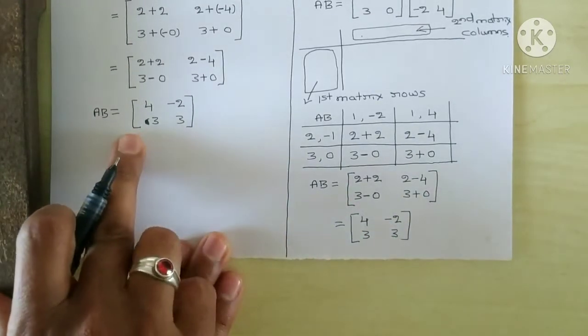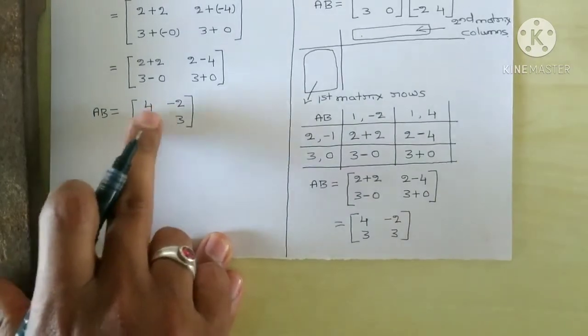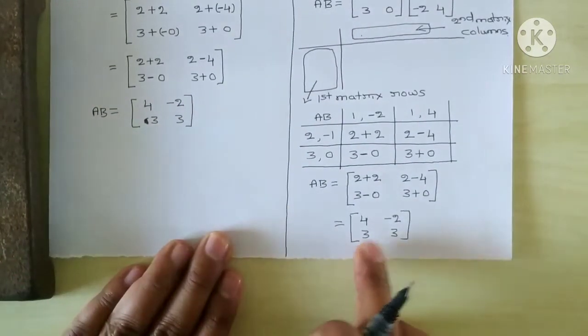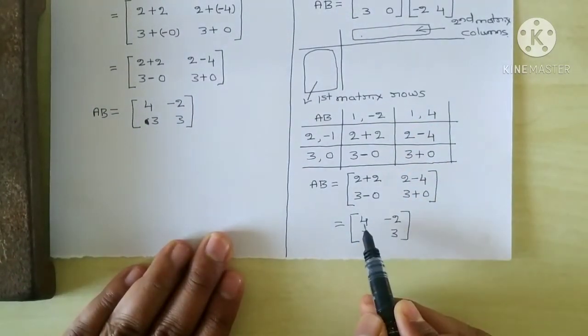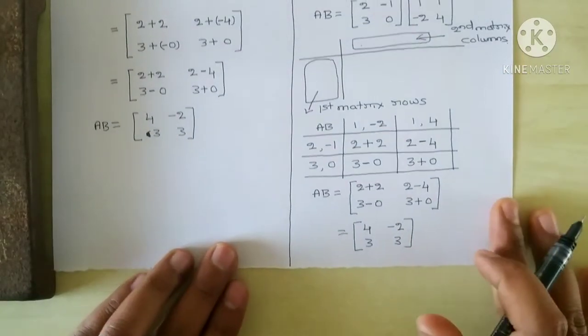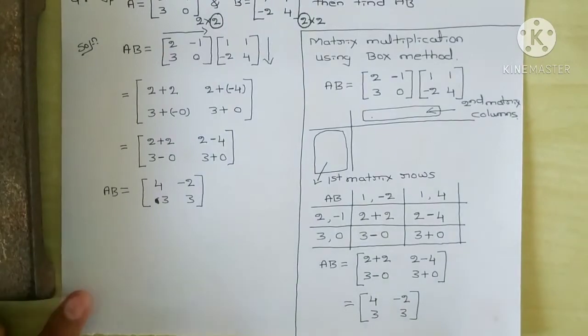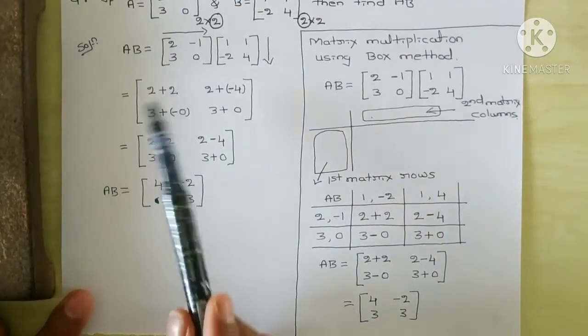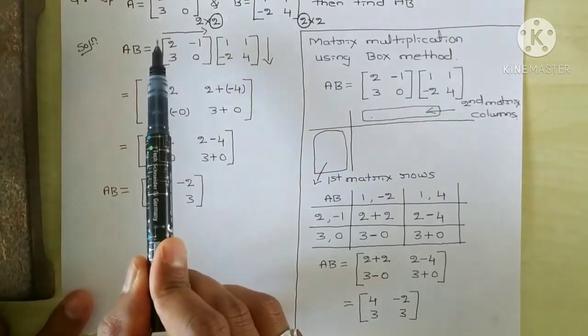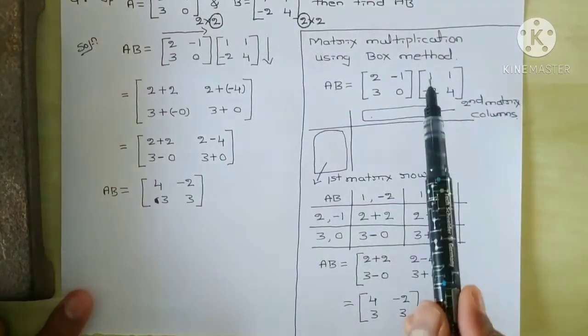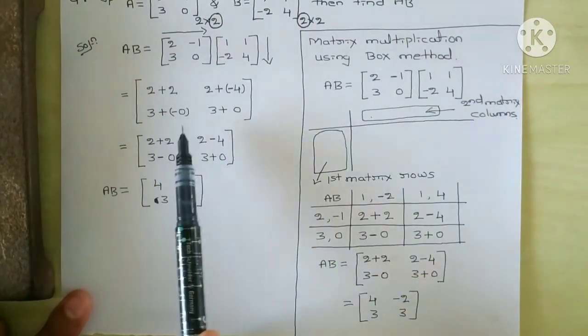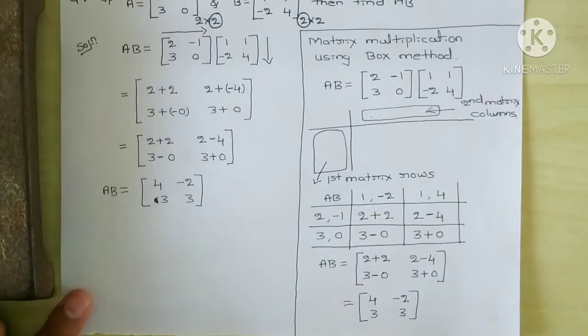See, regular method also you are getting the same answer, 4 minus 2, 3, 3. In box method also you are getting the same answer, 4 minus 2, 3, 3. So which one is convenient for you people, you go by that method. Suppose if you are finding difficulty in while solving regular method, go with the box method. Both the steps are correct only.